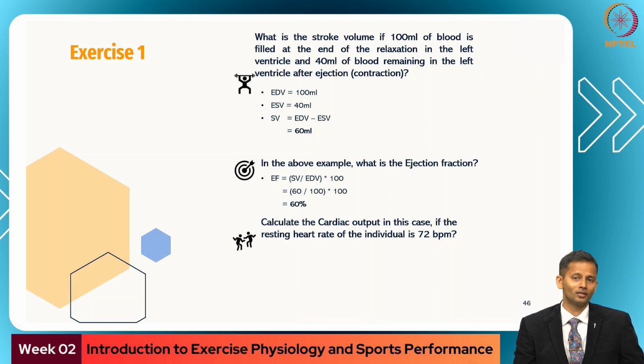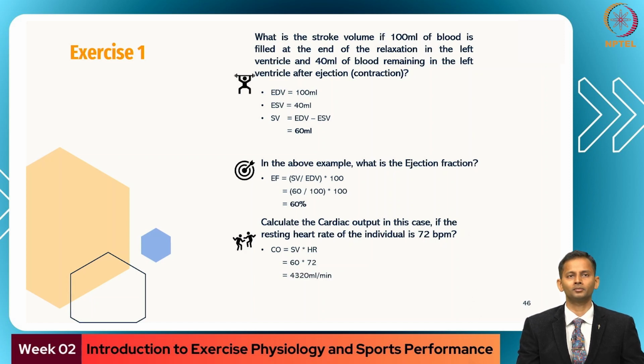And moving ahead, how do you calculate the cardiac output in this case, with the resting heart rate of 72 beats per minute? So it's as simple as that. Cardiac output is equal to stroke volume into heart rate. The stroke volume is 60 into heart rate, that is 72, which is given in this problem. So the cardiac output in this case is 4320 ml per minute. You can also express it as 4.32 liters per minute. So that is what you have achieved from this exercise.